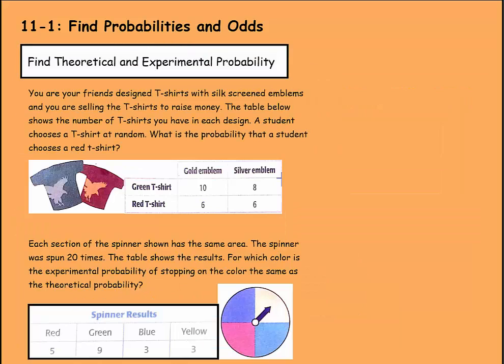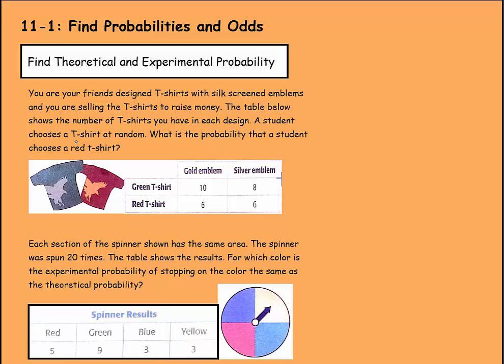So let's solve these ones. First we need to determine if they are theoretical or experimental, then we can solve it. It says you and your friends designed t-shirts with silk screened emblems, and you are selling the t-shirts to raise money. The table below shows the number of t-shirts you have in each design.